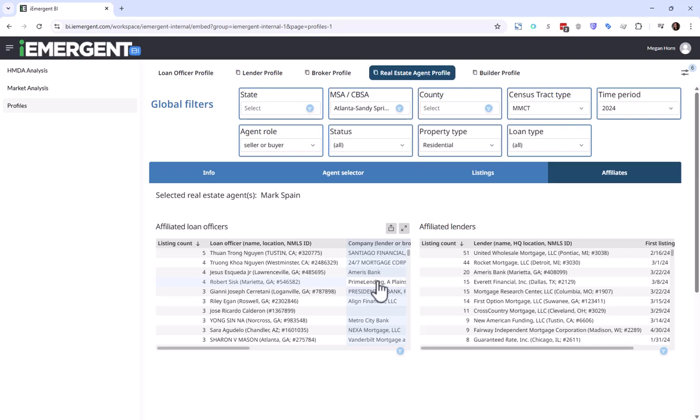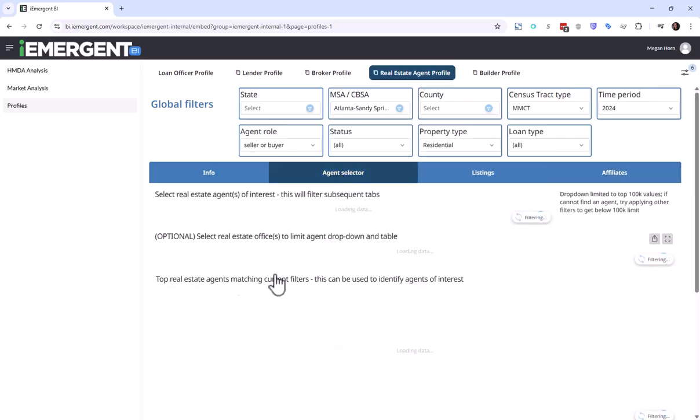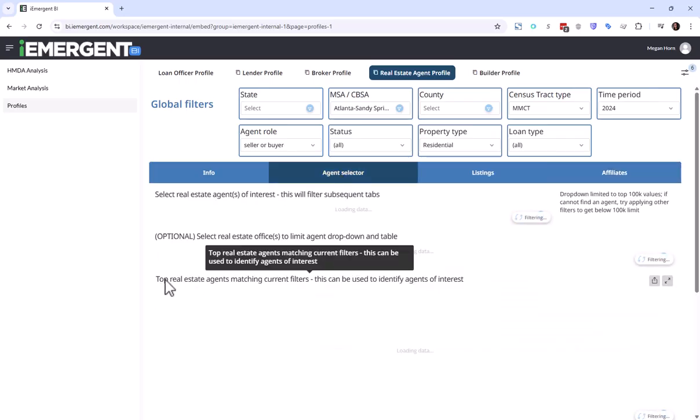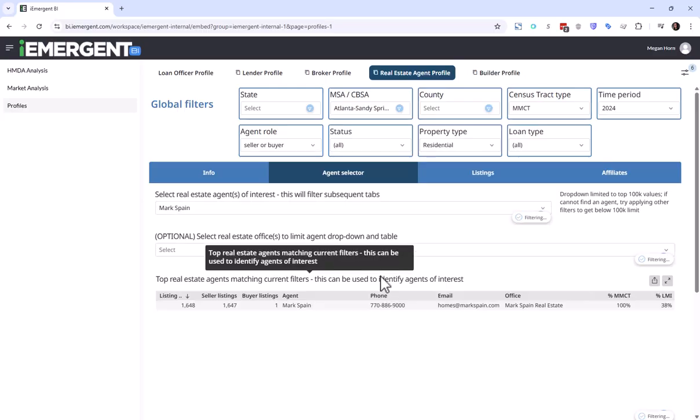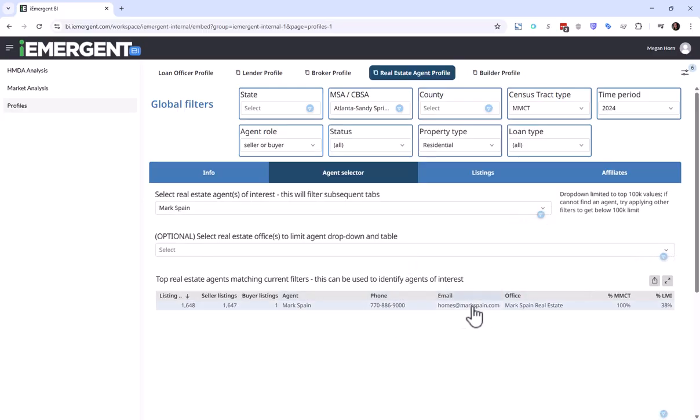And then it also gives lender contact information over here. I'm not going to scroll over because we don't need to be giving that away, but it does have contact information so that you can have that for those loan officers. And then the agent selector, I'm guessing you saw, we're still filtered to Mark here. It does have contact information for the real estate agents, so that if this person is of interest to build a relationship with, you've got contact information right there.